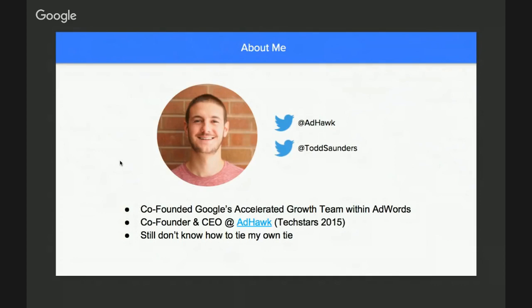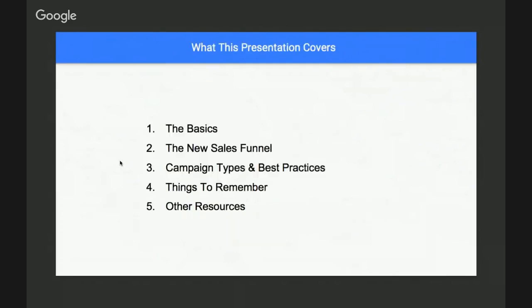So let's get started here. First, I want to talk about what this presentation is going to cover. The first portion of it's going to be just the basic stuff. We're going to talk about basic things that make accounts successful, something that all accounts have in common, all different types of accounts. Then we're going to talk about the new sales funnel. It's a sales funnel that we believe is really important for startups and is much different than the sales funnel for a really big established company. Then we're going to go into some campaign types and best practices, and then we'll talk about some things to remember, and we'll finish off with any questions or going over some other resources.